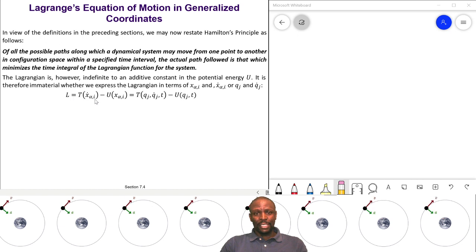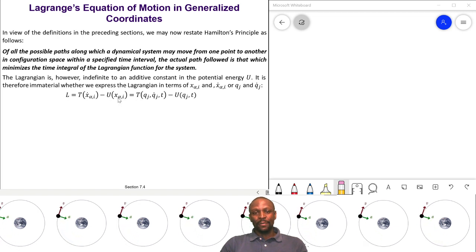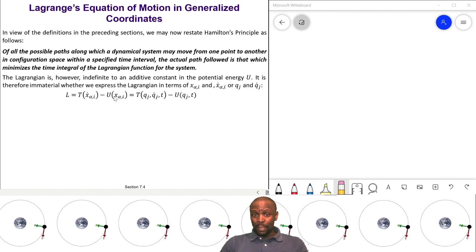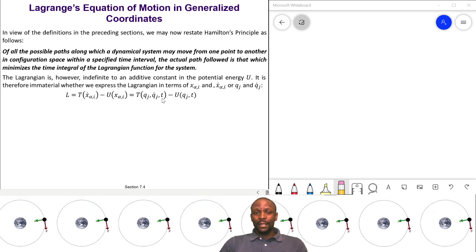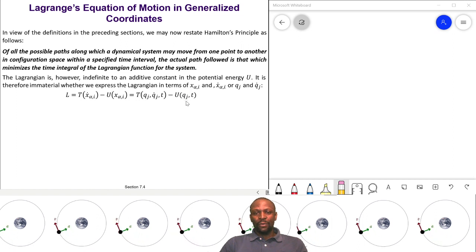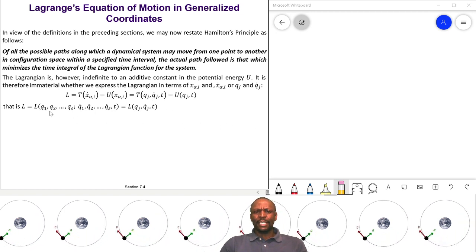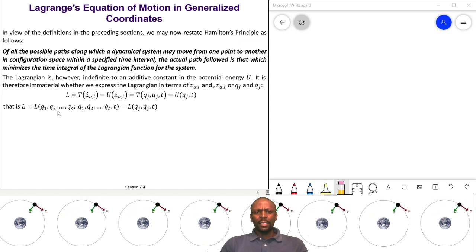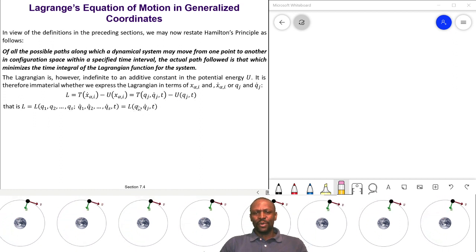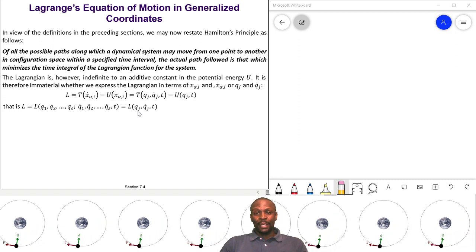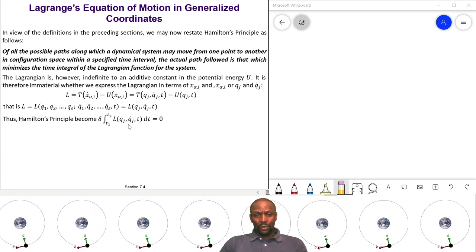Therefore, L will just be given by this, because we know that the kinetic term depends on the x dot, while the potential term depends on just the coordinates. And therefore, in terms of the generalized coordinates, we can just write this in terms of this. Right. So this is what we are going to have for the Lagrangian. Now, in terms of the generalized coordinates, the Lagrangian depends on many coordinates, and as a function of time also, therefore that can just be written in terms of this. Right. Now, the Hamiltonian principle, therefore, is just given by this.